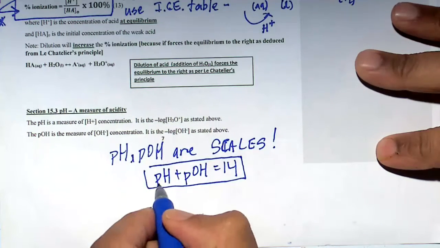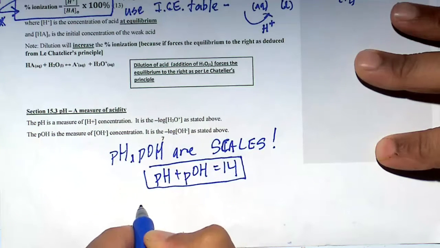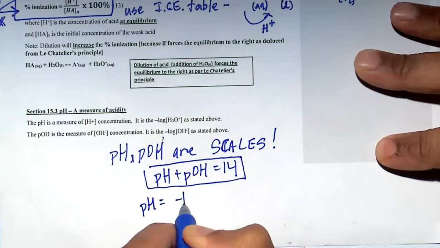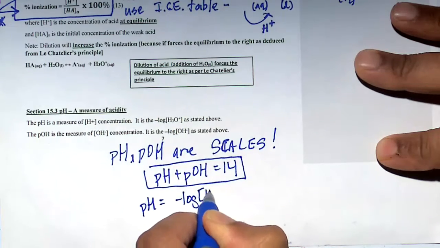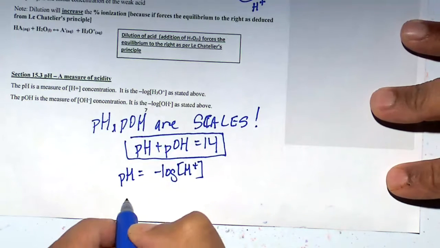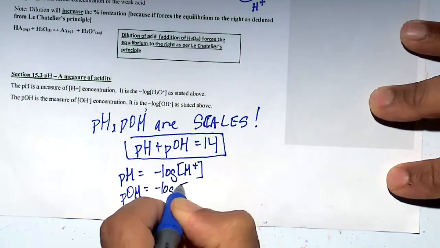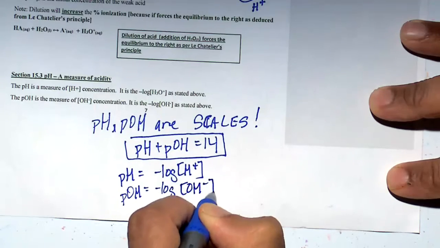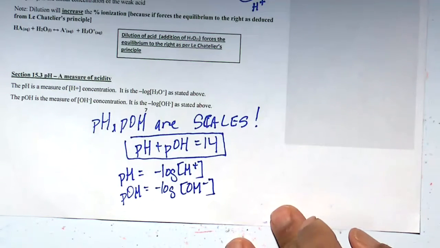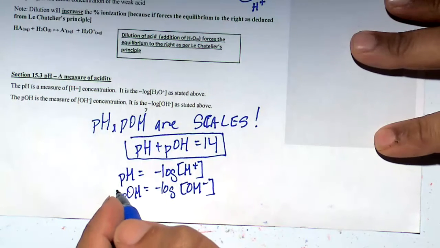And again, that little p stands for power. The power of H. The power of H is minus the log of the concentration of H plus. The power of OH is minus the log of the concentration of OH minus, the hydroxide. That little p stands for power, minus the log of anything. The p of something is minus the log of something.